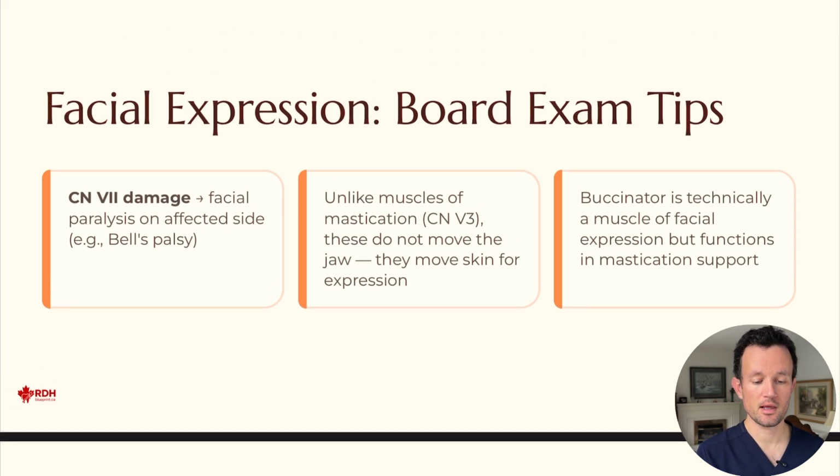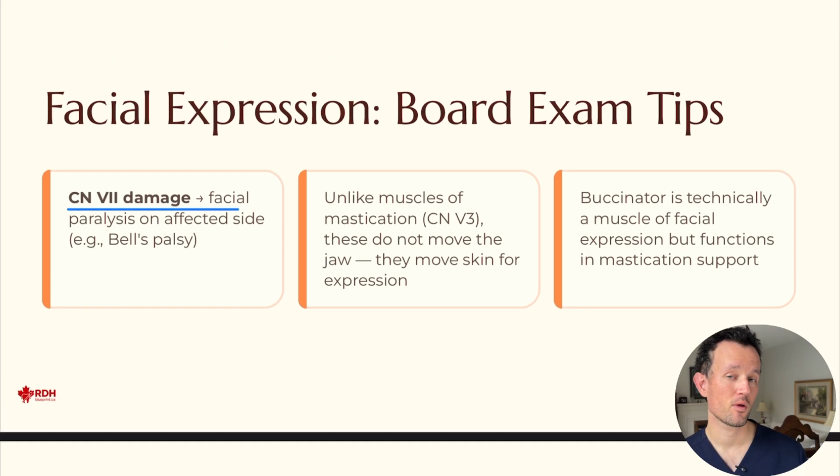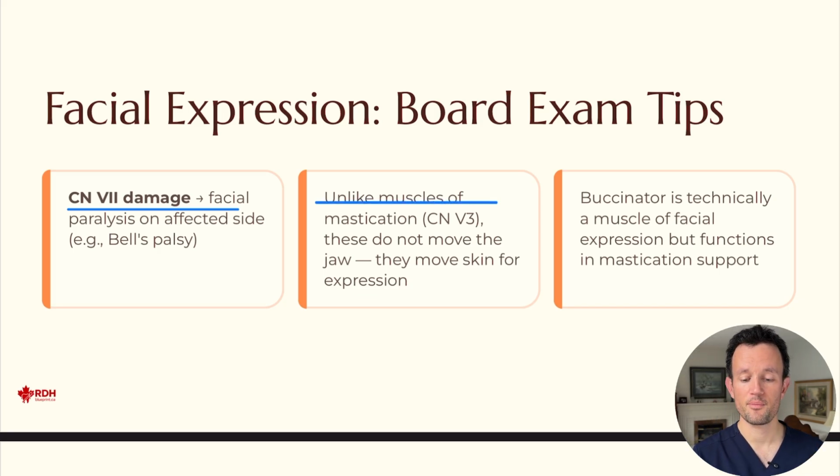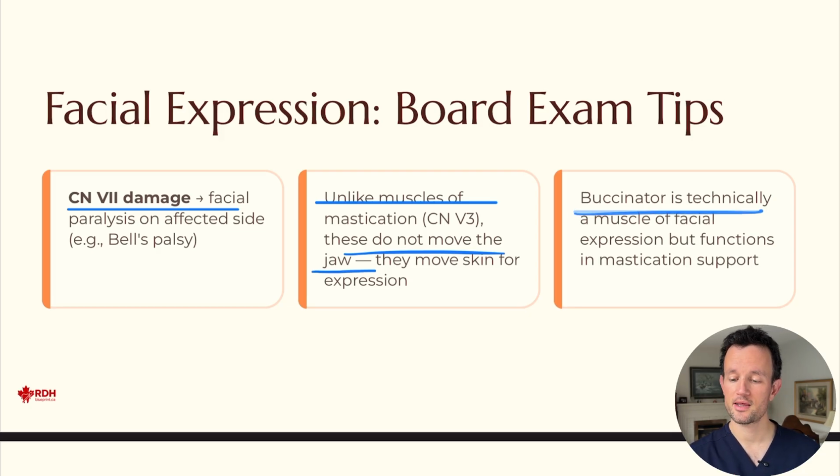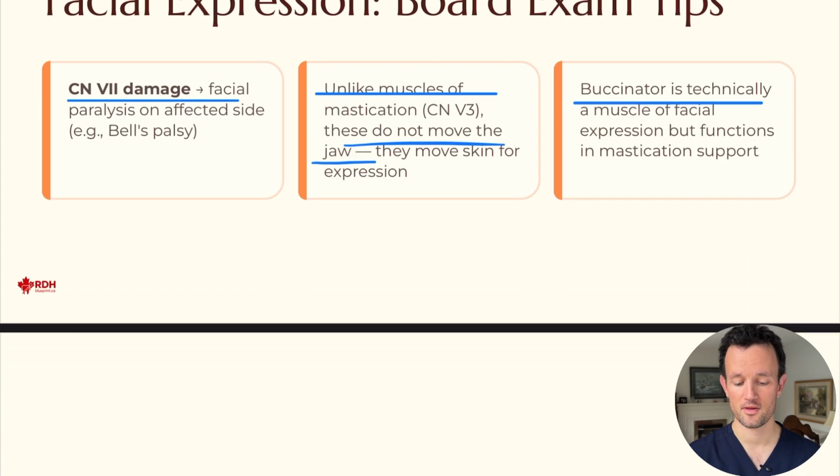Facial expression board exam tips. Cranial nerve 7 damage: you get facial paralysis on one side. That's Bell's palsy. Bell's palsy. Unlike muscles of mastication, these do not move the jaw. They just move the skin for facial expression. The buccinator is technically a muscle of facial expression, but it functions as an accessory muscle of mastication.